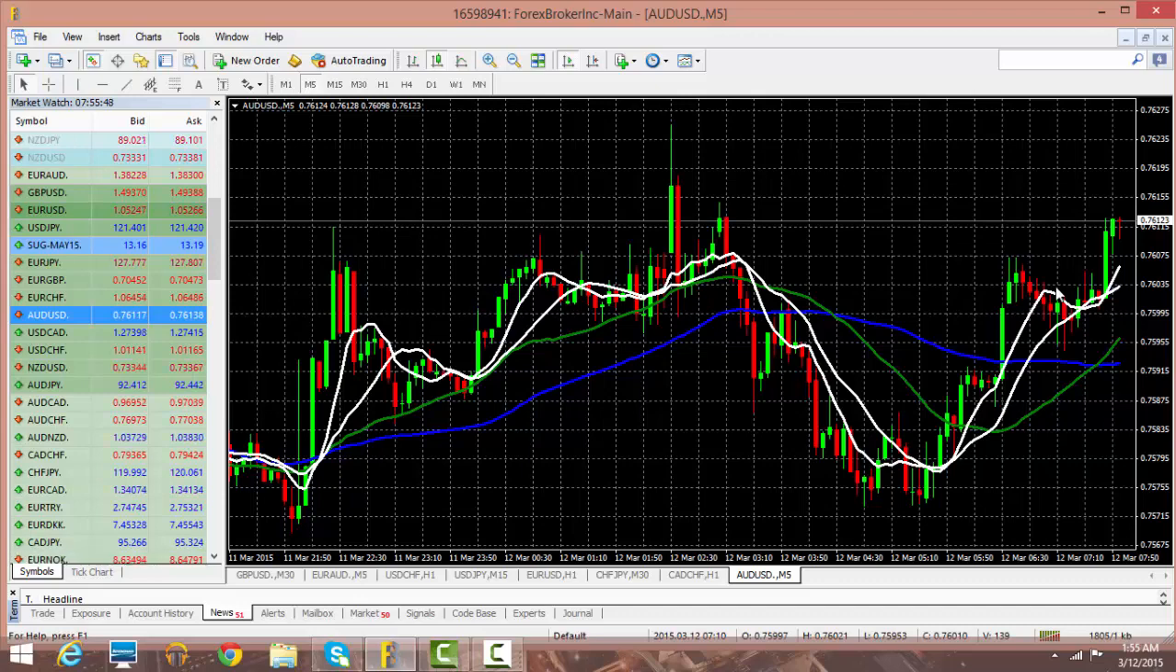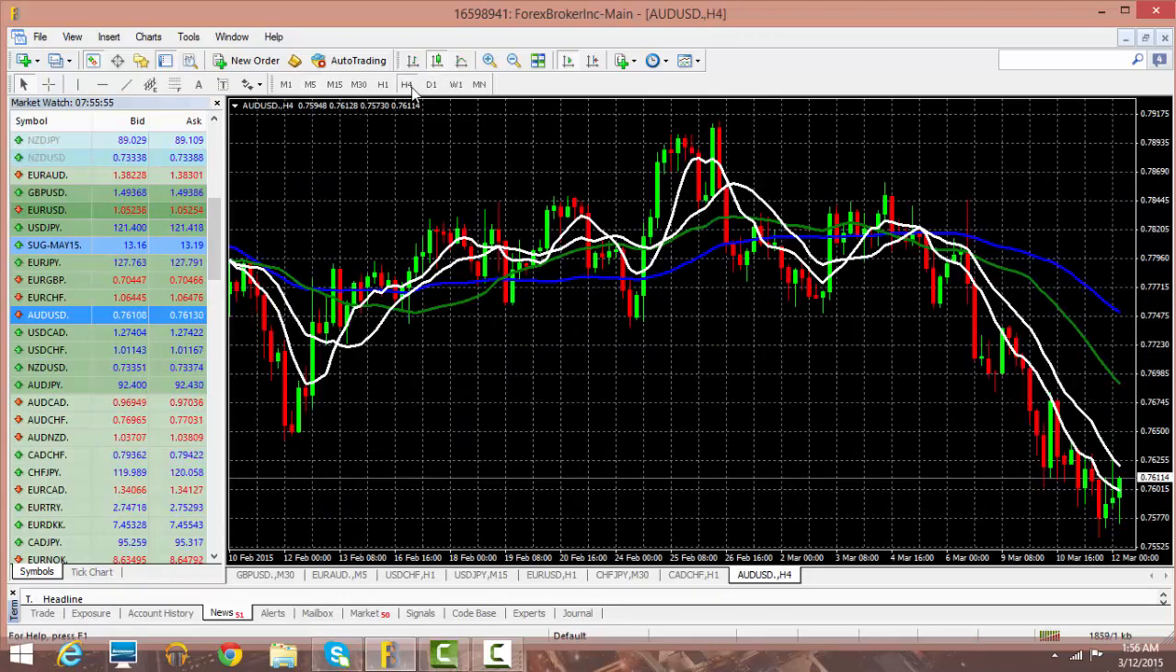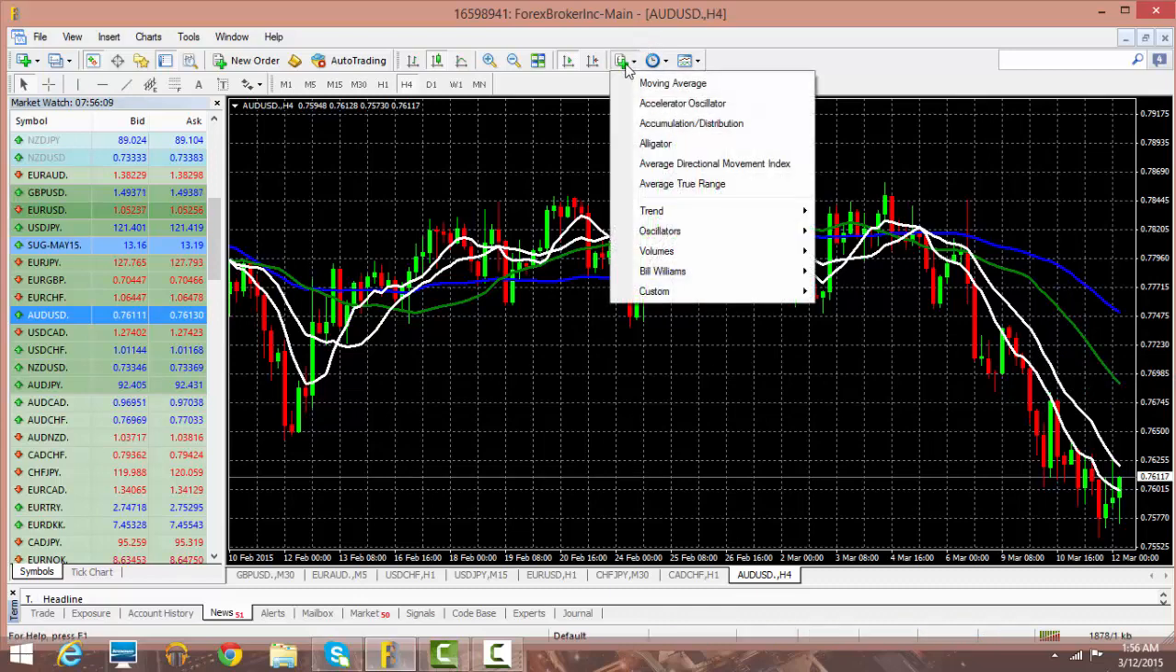Okay, so what I like to do, ladies and gentlemen, is I like to start off generally on a daily chart or a 4-hour chart. For this example, we're going to start off just on the 4-hour chart. So as you can see on a 4-hour chart, this particular pair is beneath the averages. And let's go ahead and throw the other averages in here because I didn't even do that.